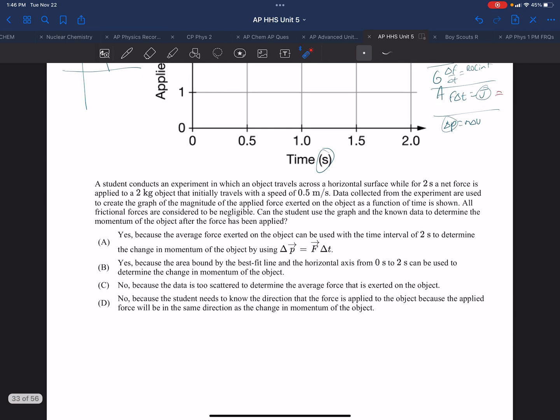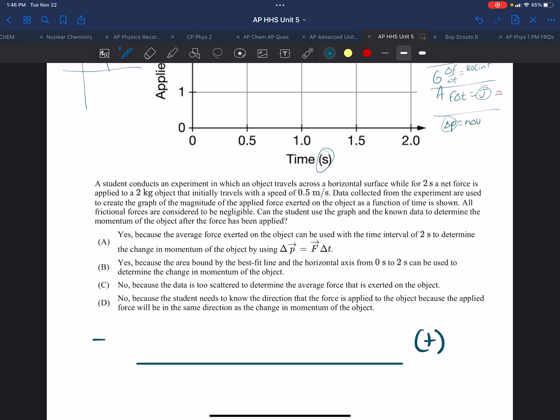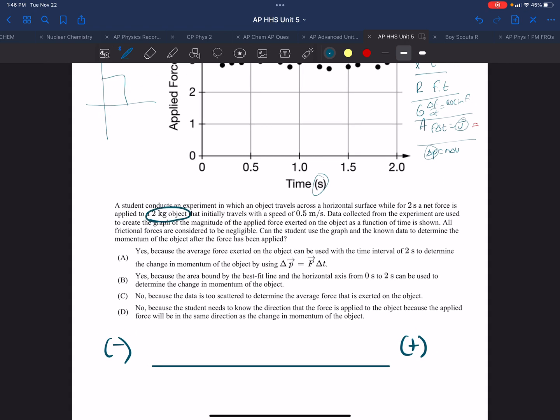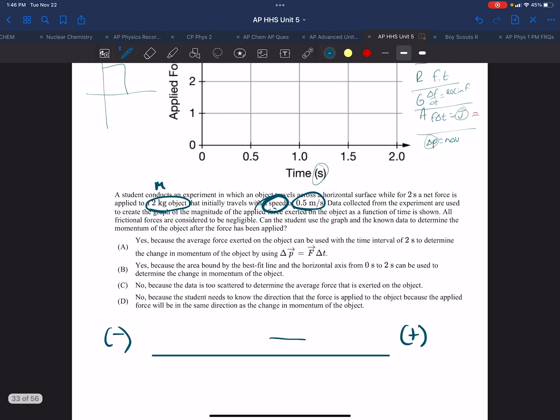So the student does an experiment where an object travels across a horizontal surface. Let's define this as the positive direction and this is the negative direction. For 2 seconds a net force is applied, and the object initially travels with a speed of 0.5. We've got a mass and we've got a speed. We want to be careful because the word speed is given, not the velocity. So we don't know if the object is traveling in this direction or in this direction.